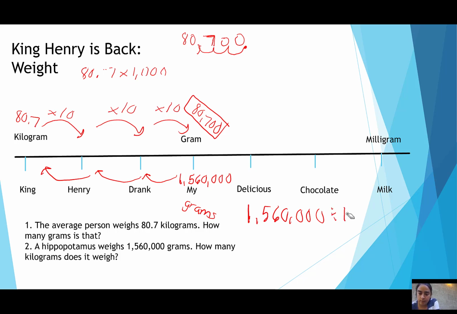1,560,000 divided by 1,000. So let's look at that. How many zeros can I take away? Well, I could take away 3 here. 1, 2, 3. So I could take away 3 here. So how many kilograms is it? 1,560 kilograms is the weight of the hippopotamus.